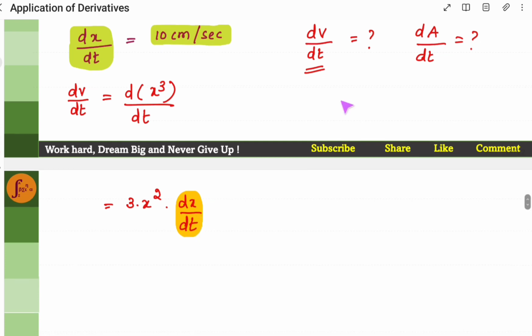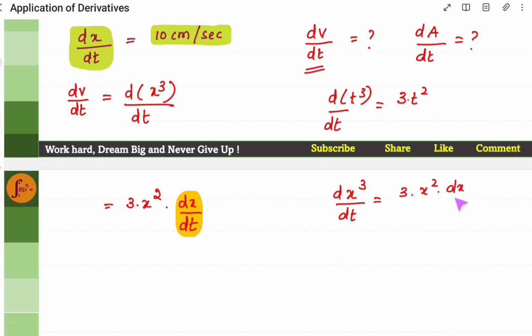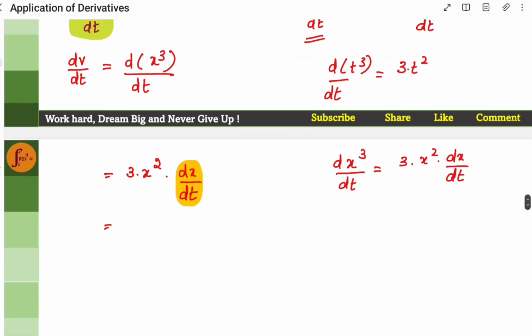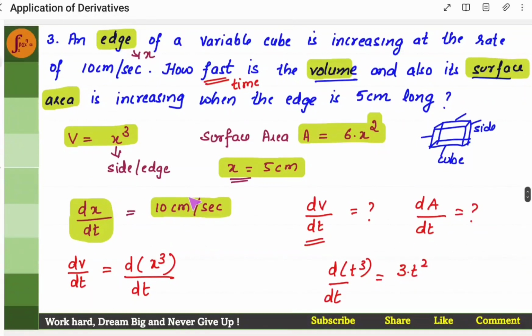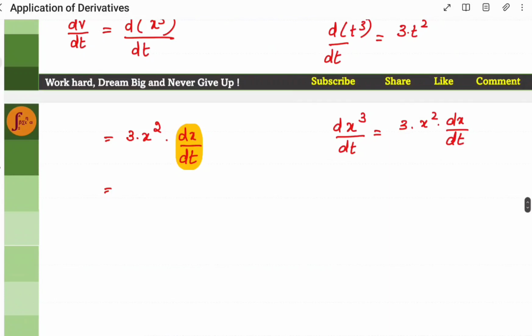If it was something like, say, t cube, then we would simply say 3 into t square. But since we are differentiating x cube with respect to t, it will be 3 into x square and we'll put dx by dt. We know what dx by dt is. dx by dt is 10 centimeter per second. Let's substitute 10, which gives 30x square.